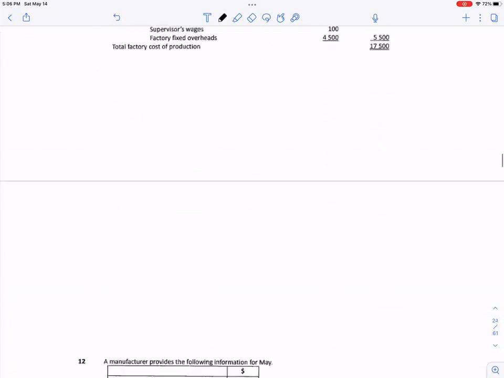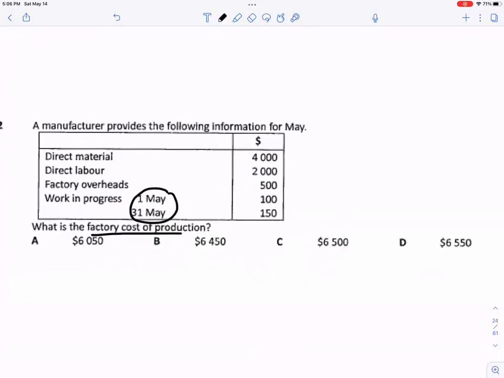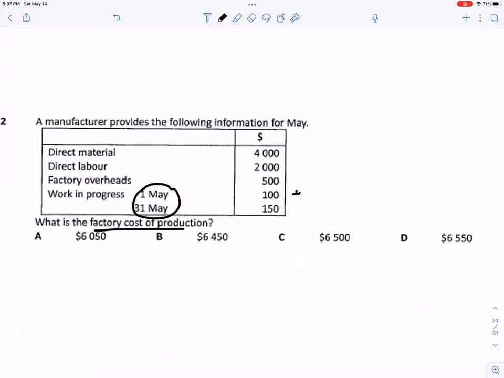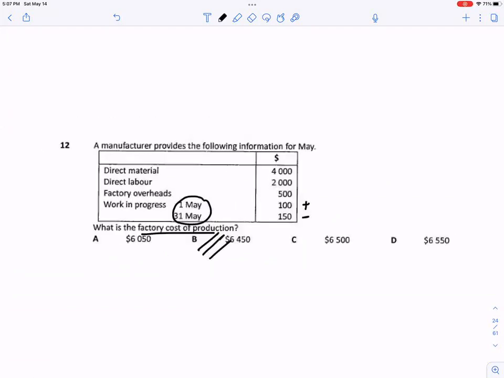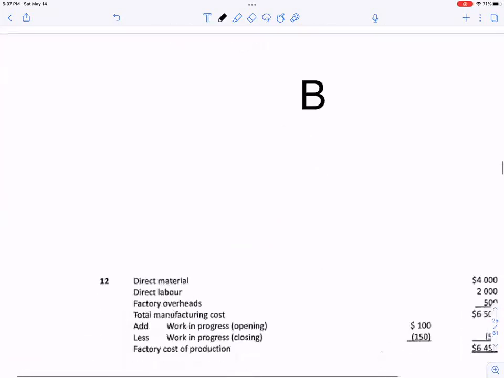Okay, go to the next one. They want cost of production. Please be mindful, there is opening work in progress and closing work in progress both. Opening is added and closing is subtracted. 6,450, option B.